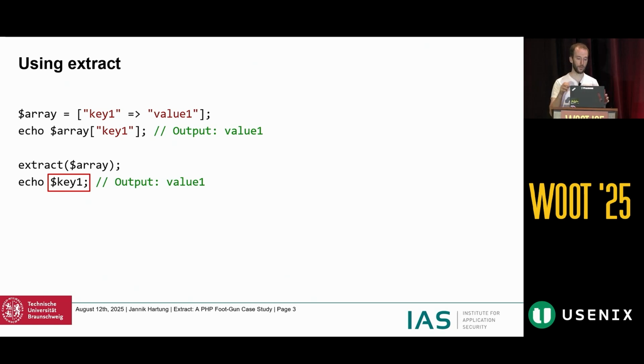So now we have a magic variable that we never declared beforehand, and we can just access the key in the array as a variable, and it would print the same thing. You might wonder, why would we need this, and what would happen if there is already a variable key 1, and what would the value be now after we call extract?